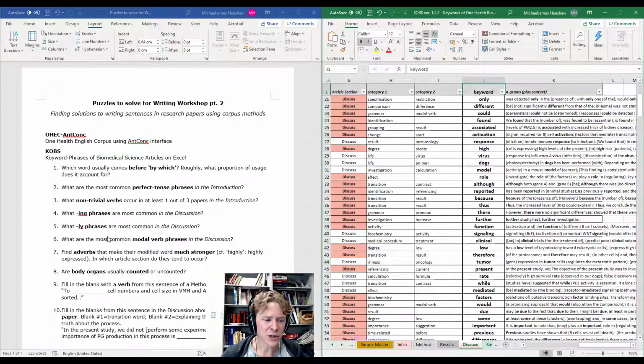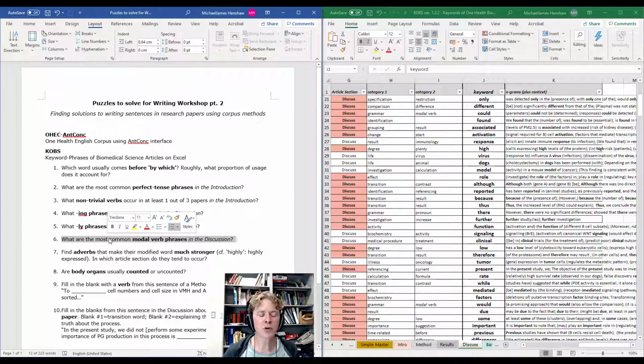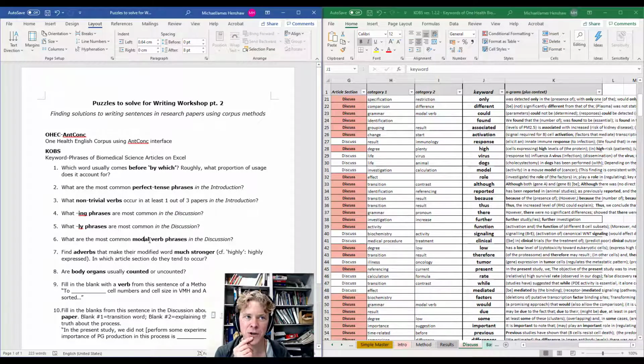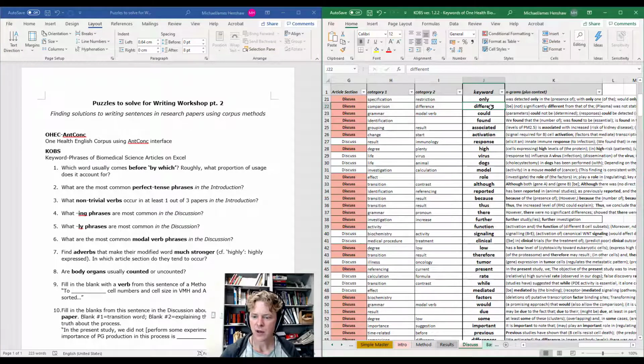Let's move on to question 6. Okay, what are the most common modal verb phrases in the discussion? All right, well, a modal verb. There is no easy way to know what's the most common modal verb with AntConc, but we can do it on the KOBS. If you'll remember from the introduction, we saw that can was in there. You may remember that that was under category 2.